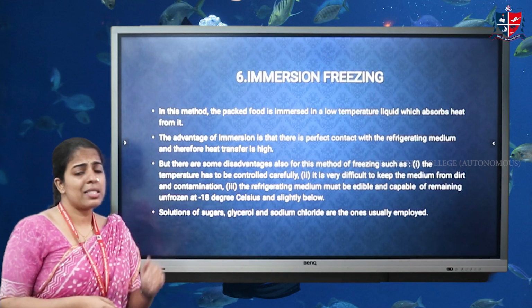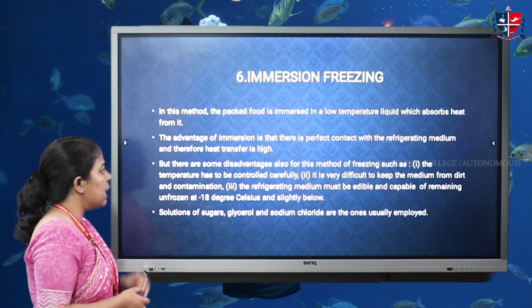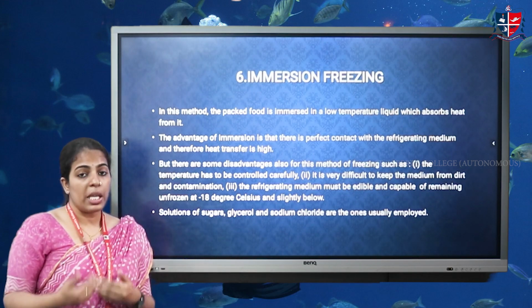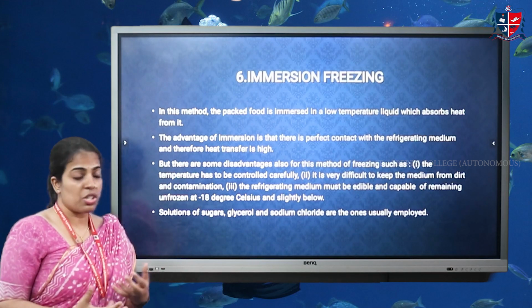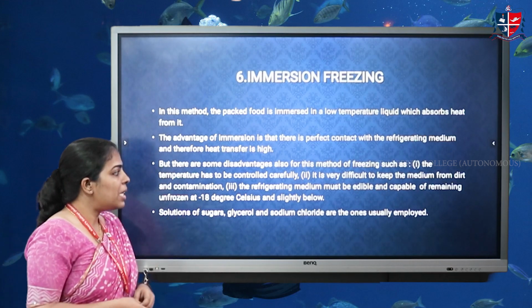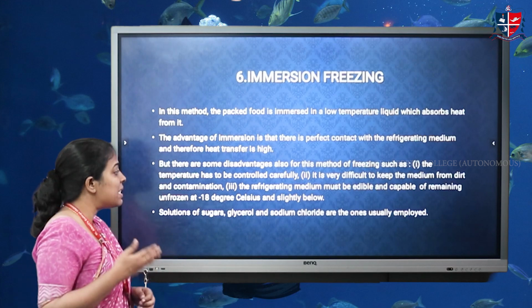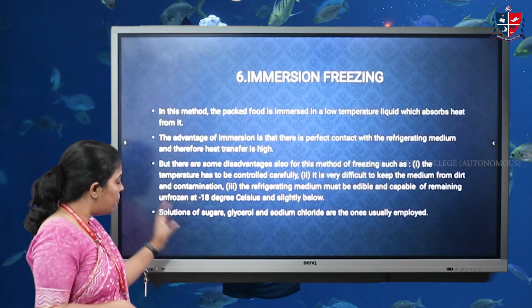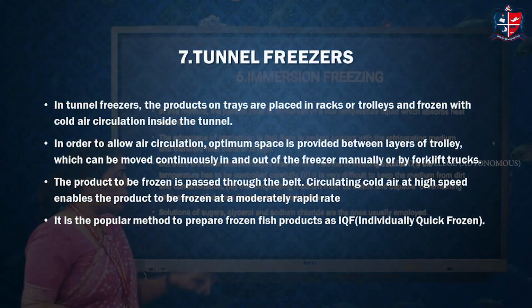But the major drawbacks we have to be concerned about while using immersion freezers is that the temperature has to be maintained very carefully, and it is very difficult to keep the medium free from dirt or contamination, so we need to be very careful about it. And the refrigeration medium should be edible and capable of remaining unfrozen at minus 18 degrees Celsius and slightly below. The solutions primarily used here are sugar, glycerol, and sodium chloride.